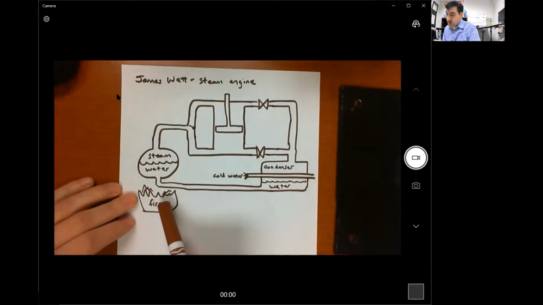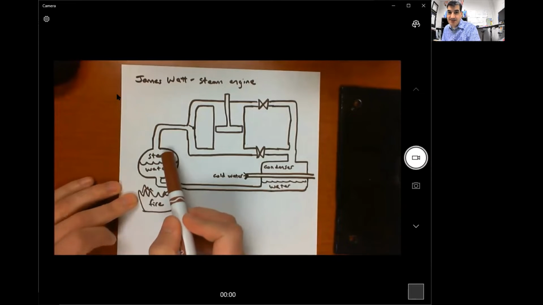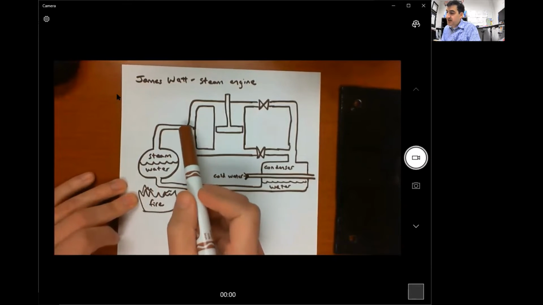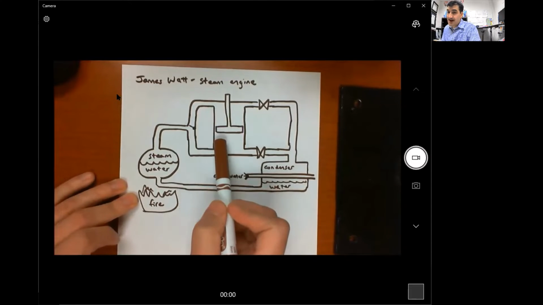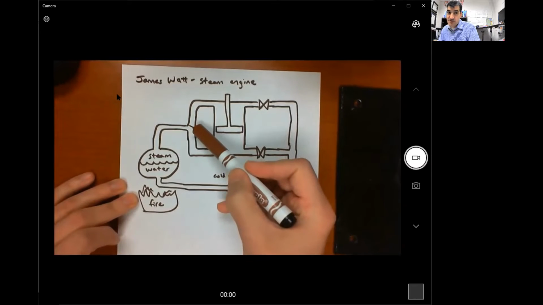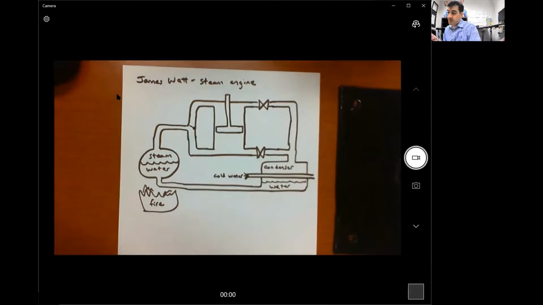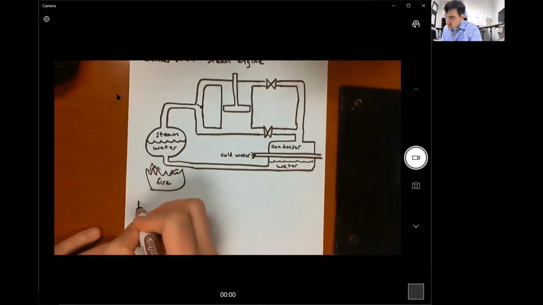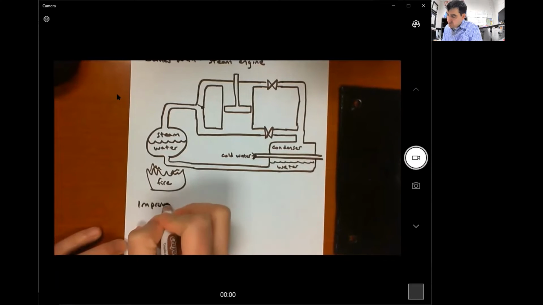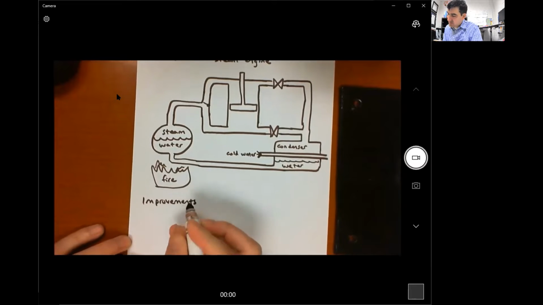All right, so this is pretty much the complete cycle here. Starting from here, we combust or burn something to add heat to this water, turning it into steam. And the steam can be applied either to the top or the bottom of this piston via this diverter valve right here. So our first major improvement that Watt came up with, it's worth writing these down because they're significant.